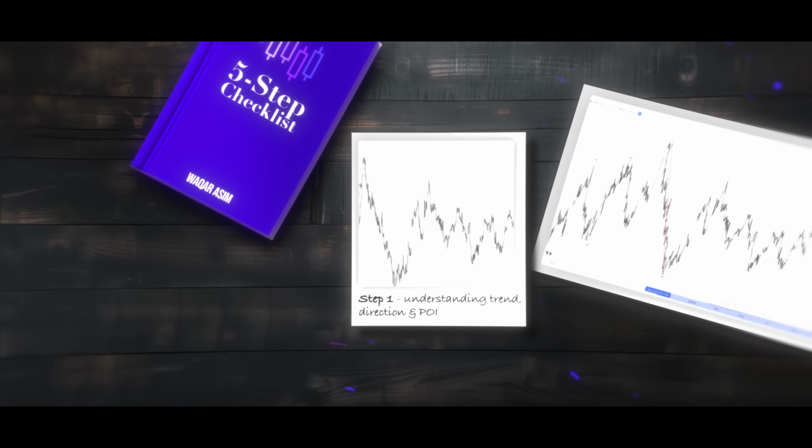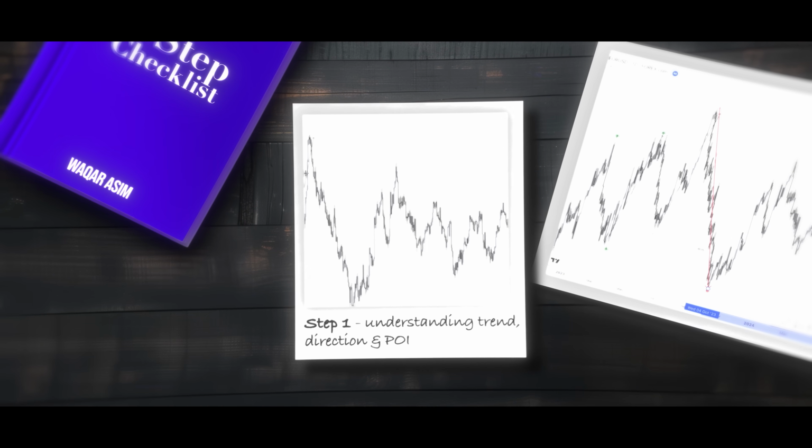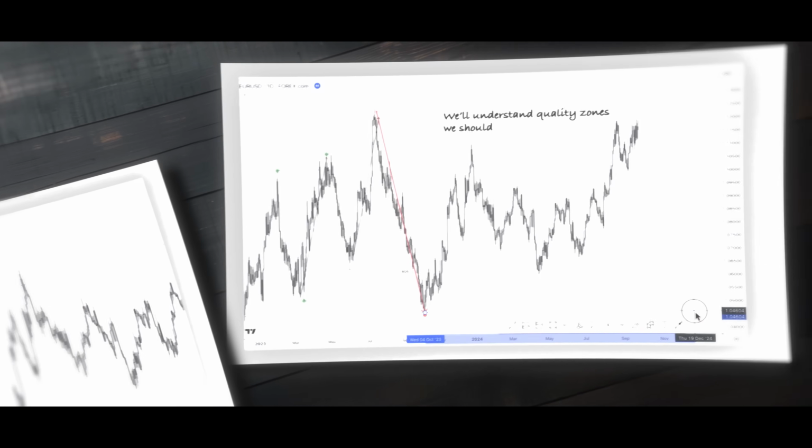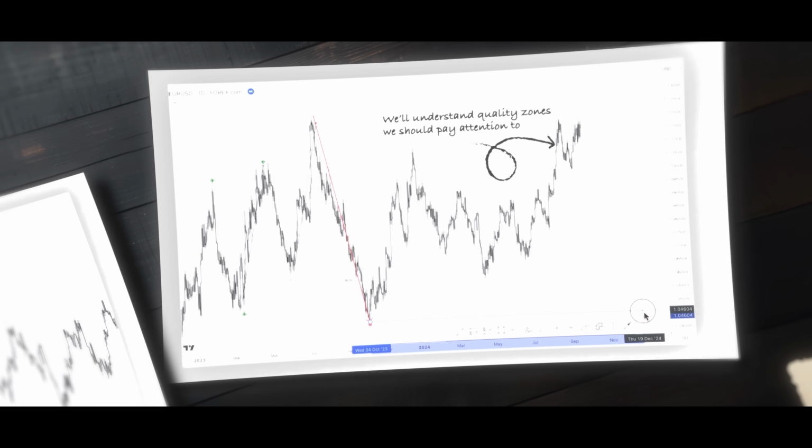And by the way, each one of these 5 points is not rocket science. You don't need to be obsessed with technical theory and things that overwhelm you, that overcomplicate things for you. And I'm pretty sure all 5 steps you already know about, you just didn't know how to connect them together. So the first step is understanding trend, direction, and points of interest. And I'm going to give you the exact criteria of each one of them. That's going to help us understand quality zones we should be paying attention to.